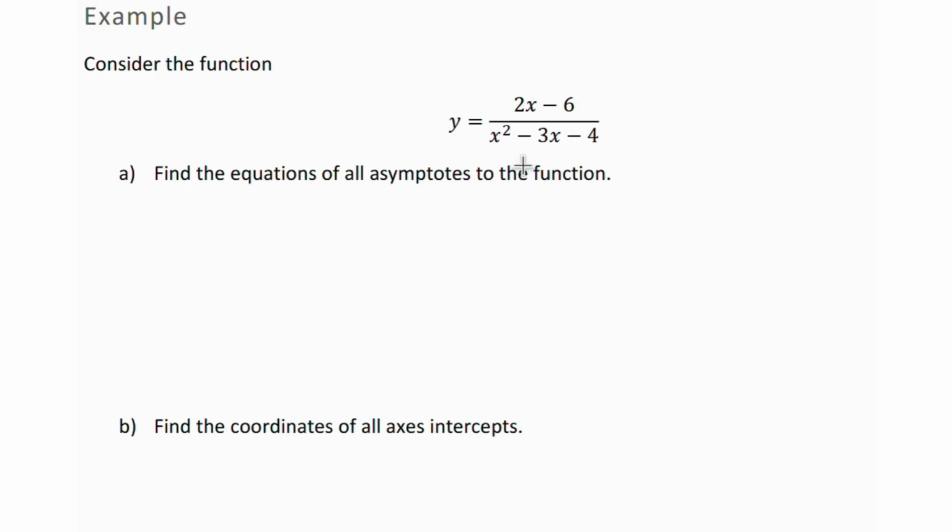Consider the function given here. It is a rational function with a linear over a quadratic. Find the equations of all asymptotes.